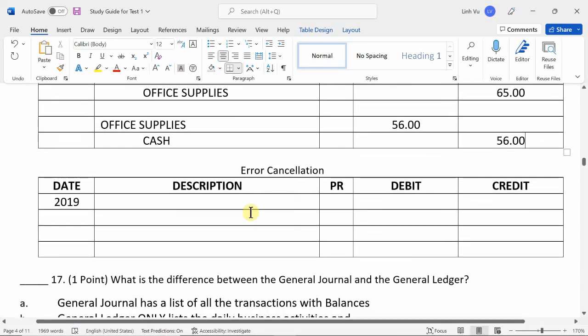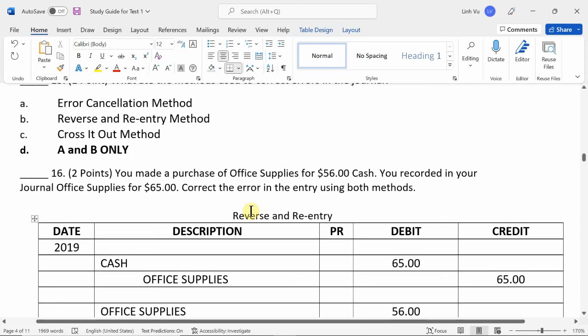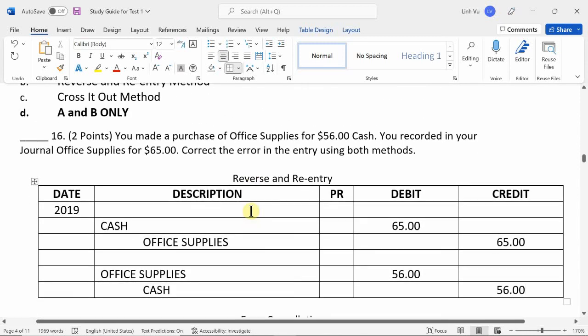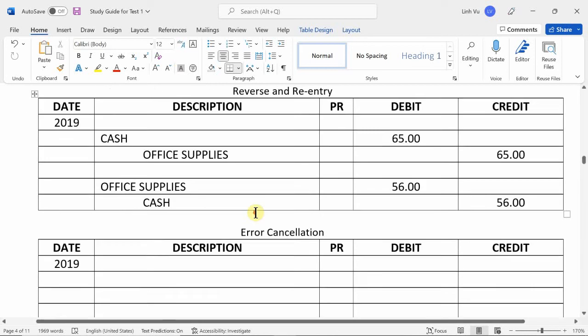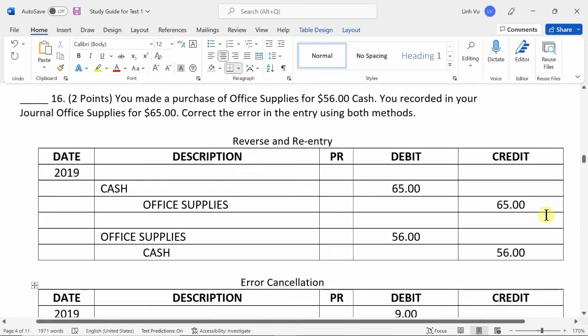Okay. So now we have to do error cancellation, right? So in this case, what is the first rule for error cancellation? I need to determine the difference between the 56 and the 65. What's the difference between the two? $9. Okay, now this is where we have to think. Am I over or am I short in my office supplies? You're short. I originally recorded at 65 when it needs to be 56.